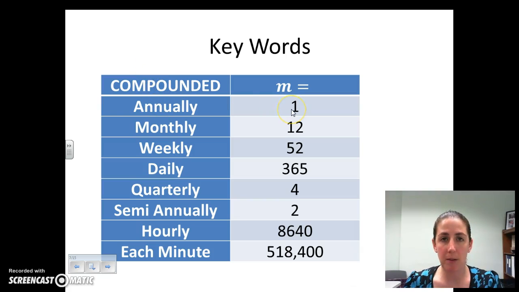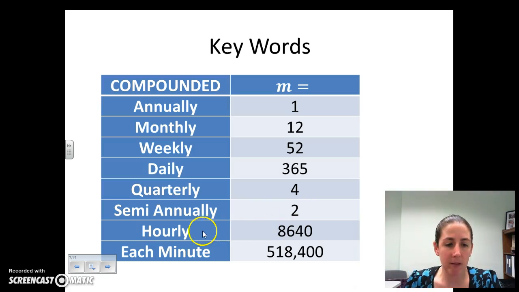Annually means you get an interest payment once a year. Monthly, every month you get an interest payment. There's 12 months a year, so that would mean M equals 12. Weekly would be 52, daily would be 365, we ignore leap years. Quarterly would be 4. Quarterly means you get an interest payment every quarter or every 3 months. Semi-annually means every 6 months, twice a year.